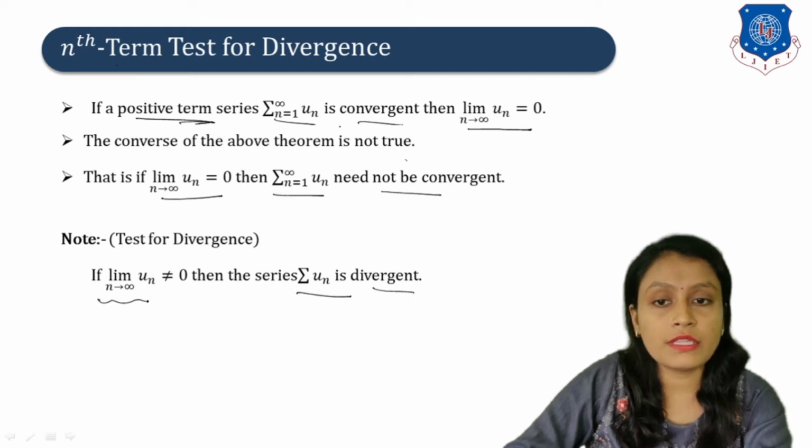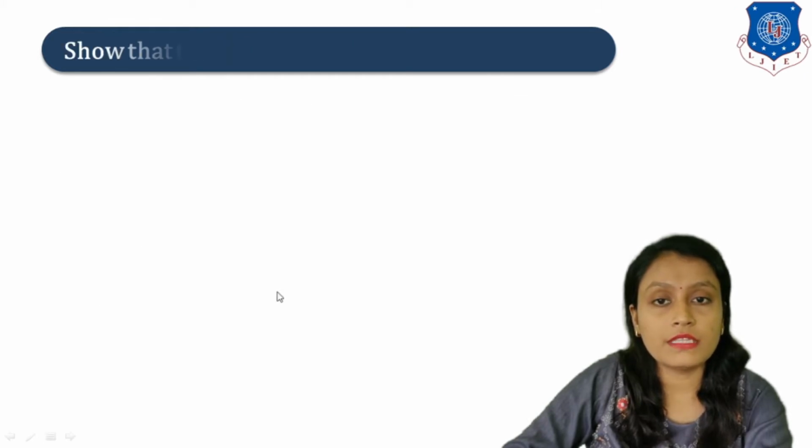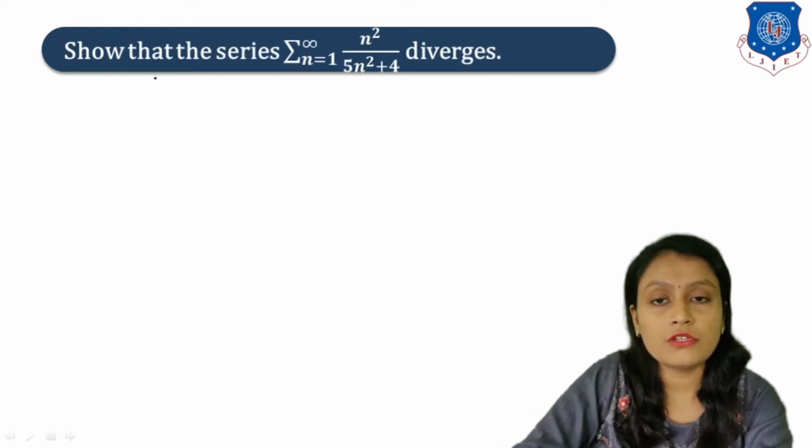That is, we will show that the limit as n tends to infinity of un is not equal to 0, and then we can say that this series Σun is divergent. Okay, so let's begin with the example. Show that the series n square upon 5n square plus 4 diverges. So here un is given, that is n square upon 5n square plus 4.